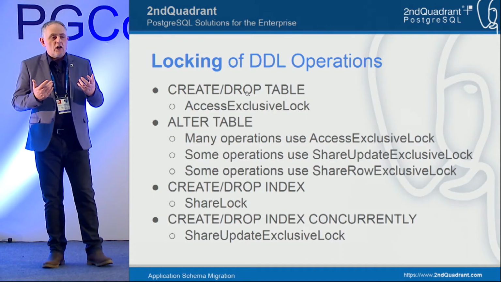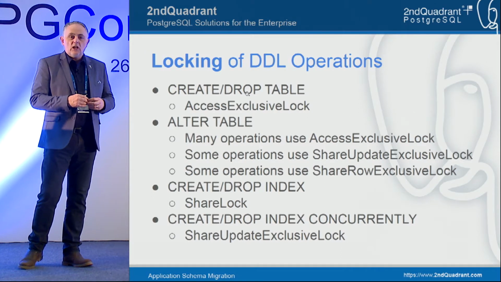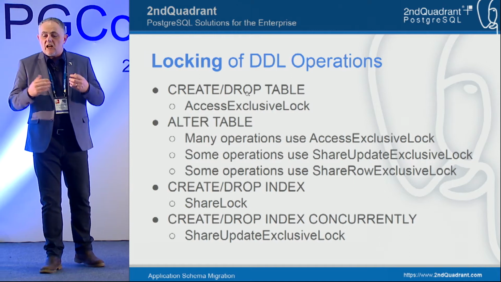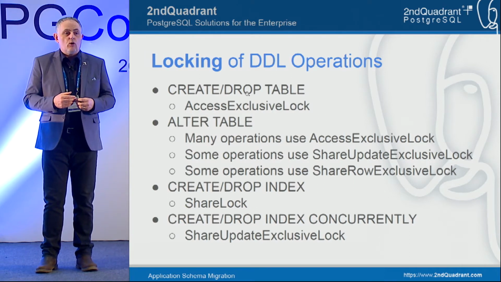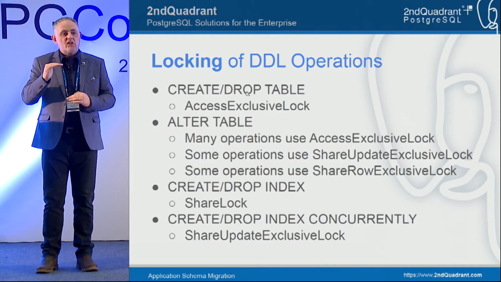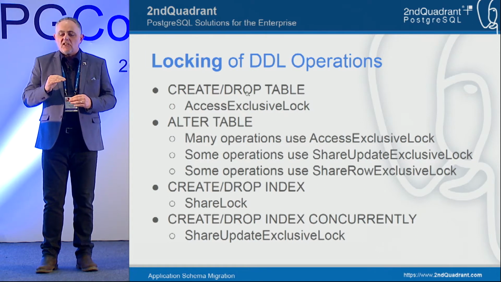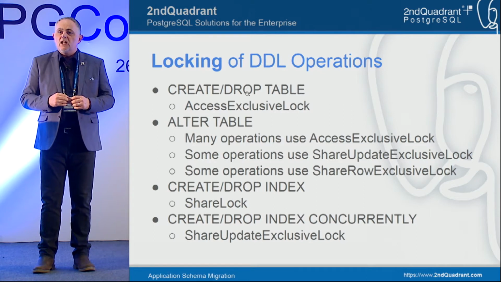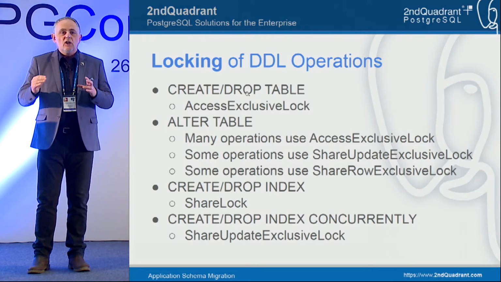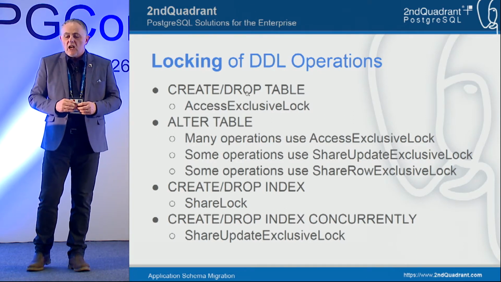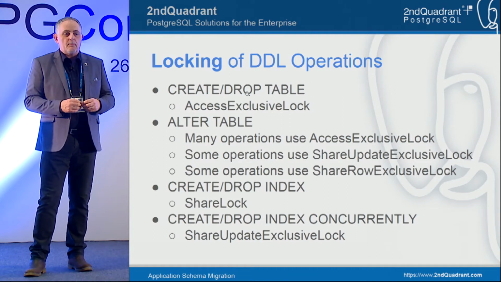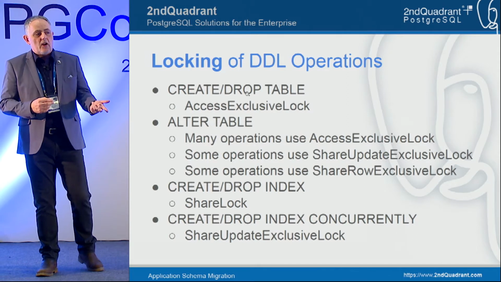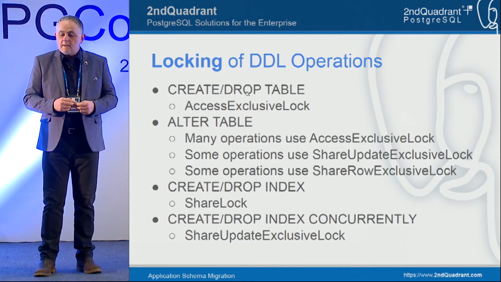So for creating a table, as you might expect, we need an access exclusive lock, which is what Postgres calls the highest level of lock. Access exclusive, meaning you can't even read the table while this is executing. And that also applies for drop, as you would expect. You wouldn't expect to be able to read the table at the same time as it's being dropped.